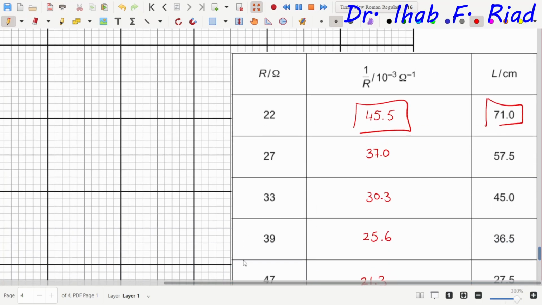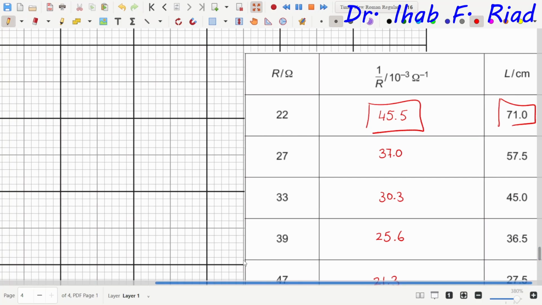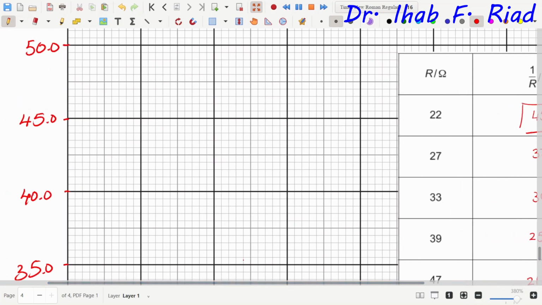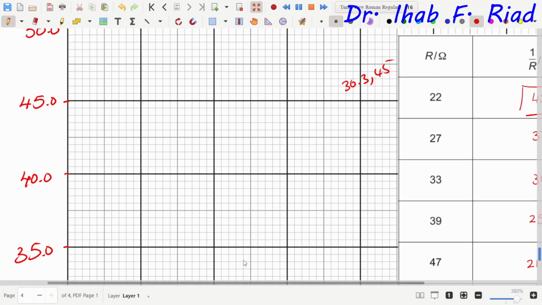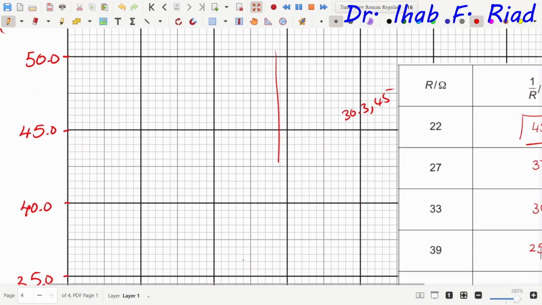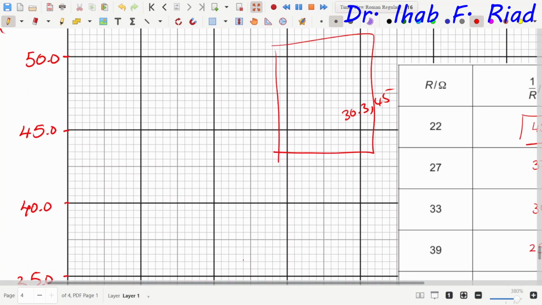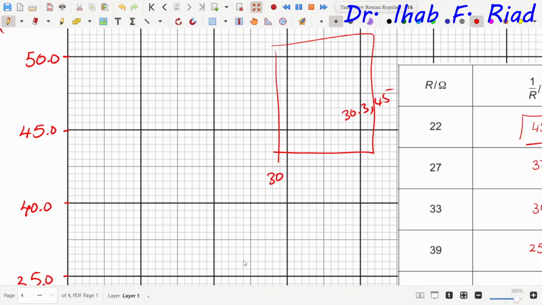It is 30.3 and 45. 30.3 and 45. So where it is 30.3 and 45, it is going to be around this square. So what is 30.3? This is 30. Okay, let us do the math and see how many squares. We can do the counting for sure, but let us see how we can do it with the math.